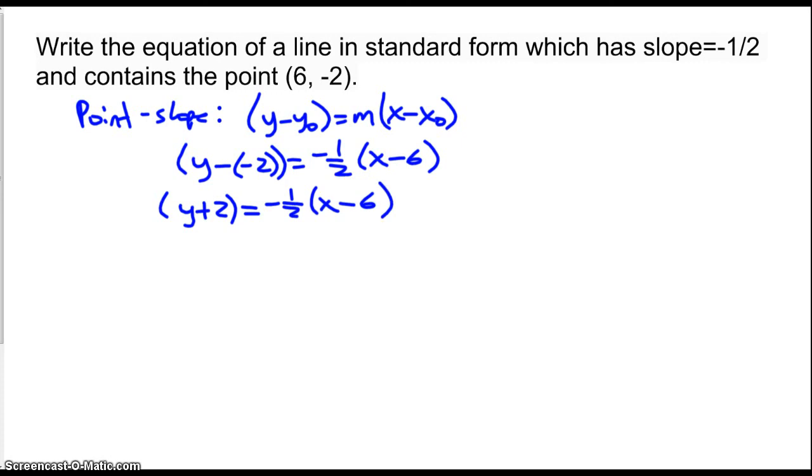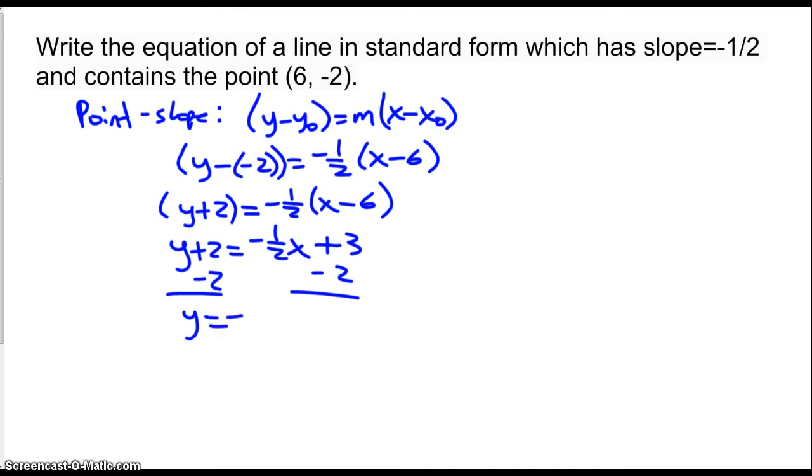Okay? And then I need it to be in standard form, so maybe we get rid of parentheses. Multiplying everything by negative 1/2 here gives me a positive 3. If I subtract a 2, I get y equals negative 1/2 x plus 1. I would probably at this point multiply everything by 2 to get rid of the fractions. So I would get 2y equals negative x plus 2. And then you just add x to both sides.